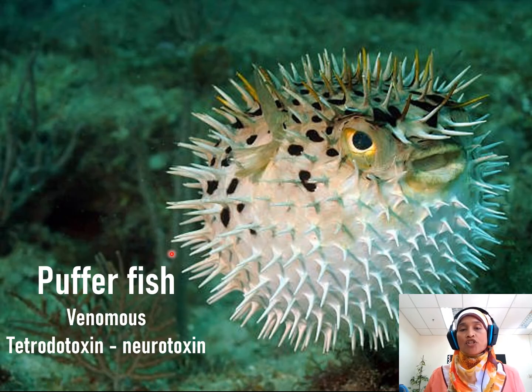The next sea creature is the pufferfish. Pufferfish is also present here in Malaysia. It has a neurotoxin, and the subtype of neurotoxin is tetrodotoxin.